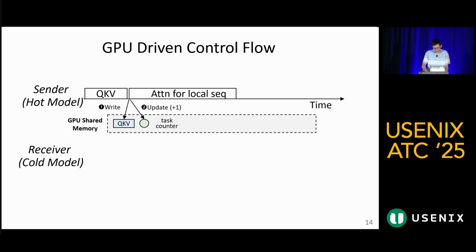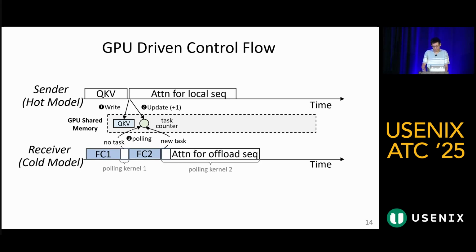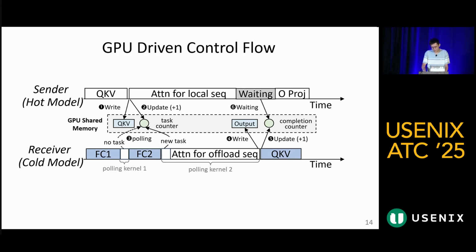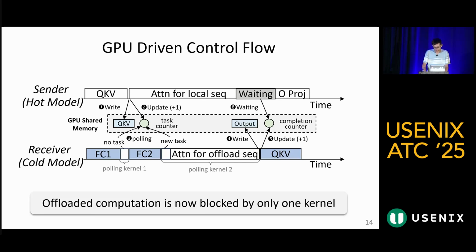First, the sender writes the QKV data to a shared memory region and atomically updates a task counter. Second, on the receiver, we insert lightweight polling kernels into its execution stream. These polls check the task counter. This is the key to bypass the host-side command queue. When a poll detects a new task, it immediately executes the offloaded attention computation. Finally, the receiver updates a completion counter, signaling the sender that the result is ready. This entire loop bypasses the CPU and ensures the offloaded task is blocked by at most one running kernel.